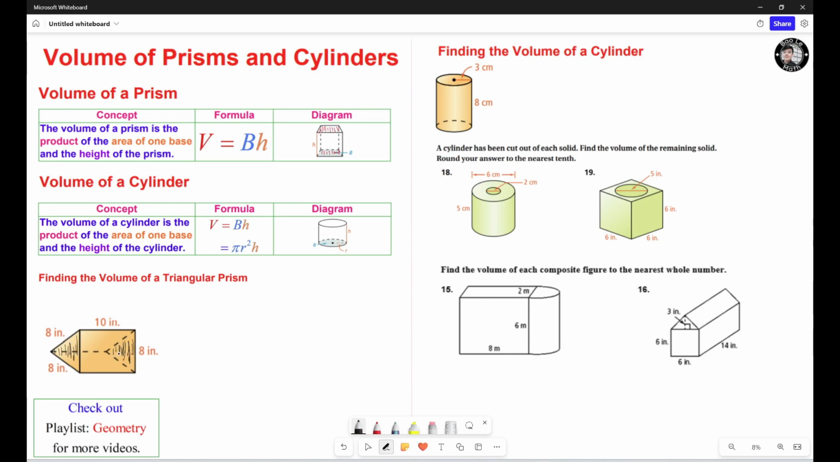Keep in mind, a lot of students make a mistake. They say this is the base, but it's not the case. This is not the base, so this is wrong.